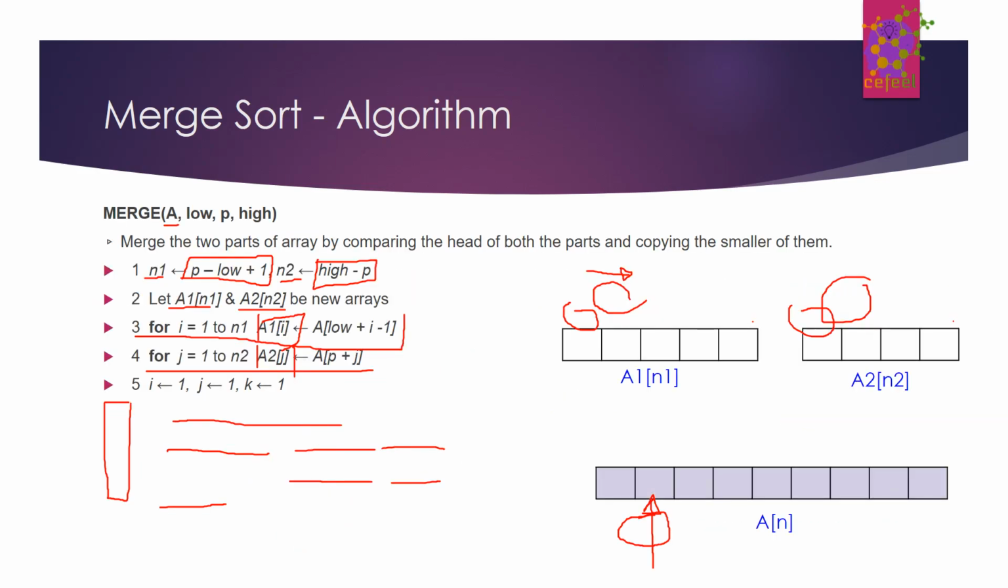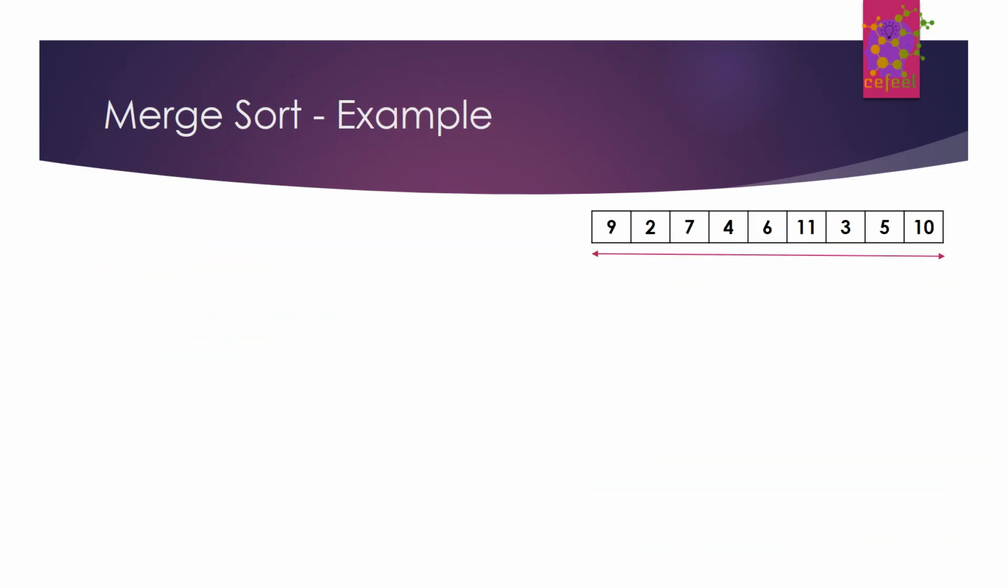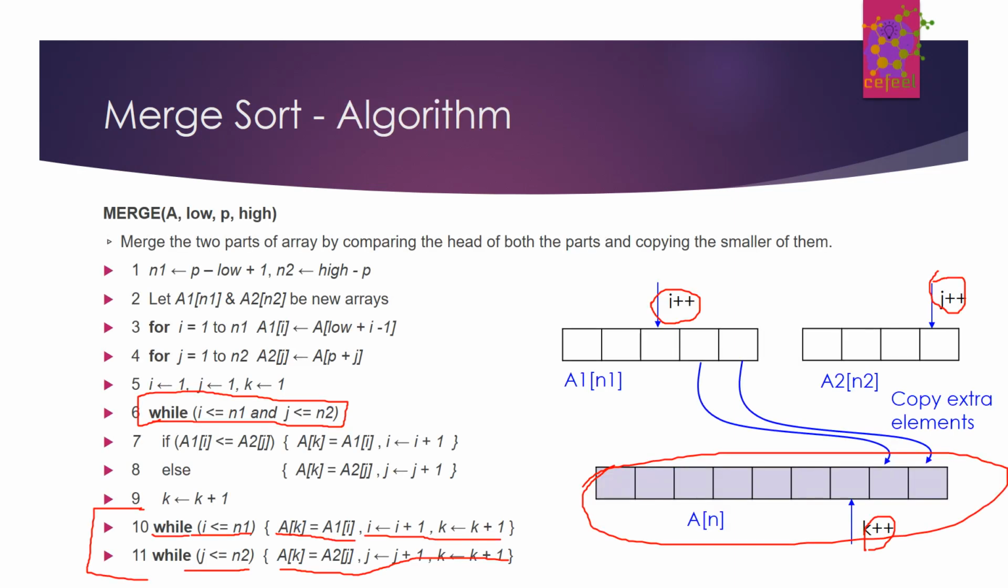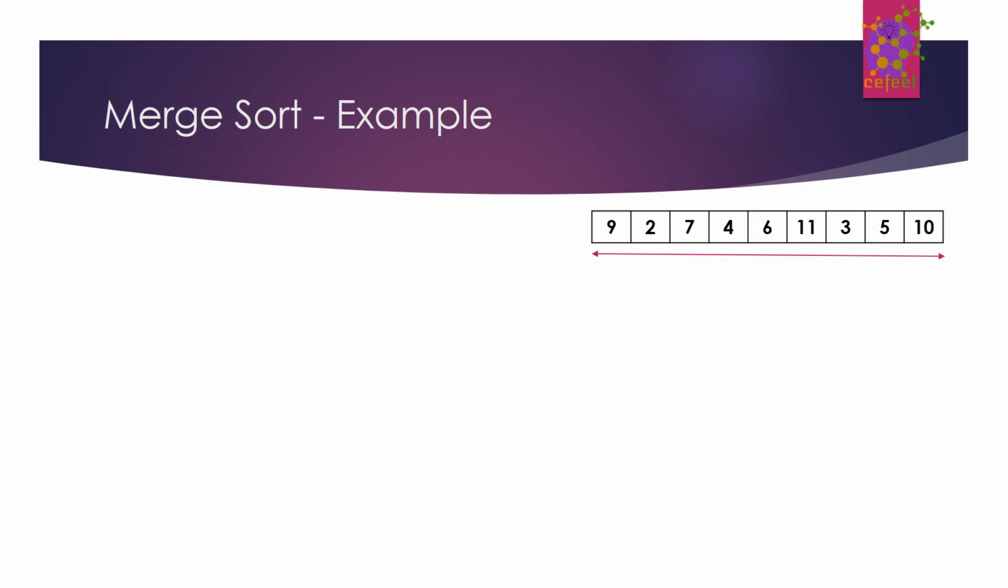Alright, so now let's go ahead and apply this algorithm to a real example, so that the understanding would be much more clear. In fact, we will go into very great detail in this example. Let's say we are given this array with 9 elements: 9, 2, 7, 4, 6, 11, 3, 5, 10. I think it's the same array we have been using in all our sorting videos, almost the same array.